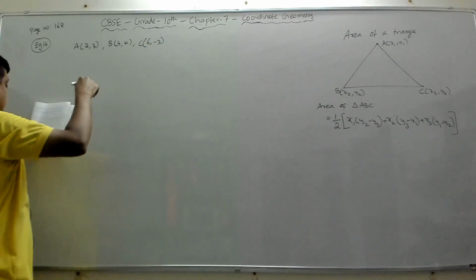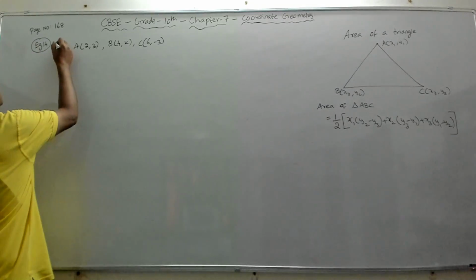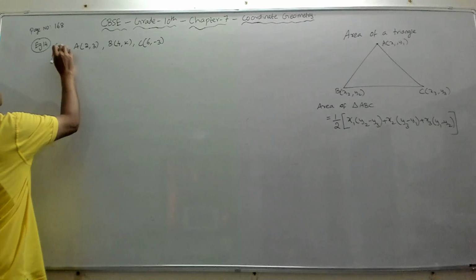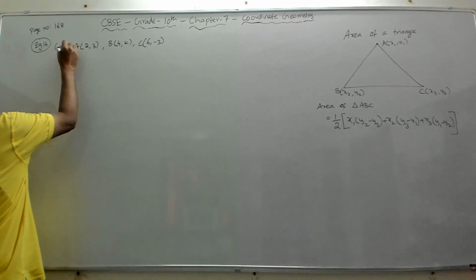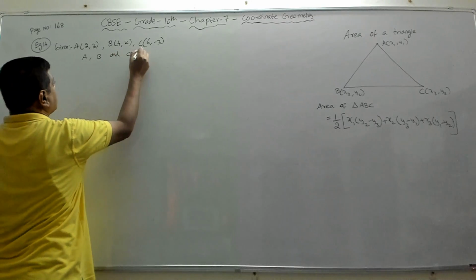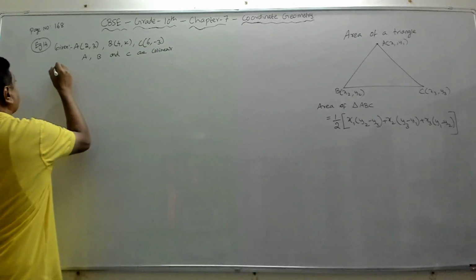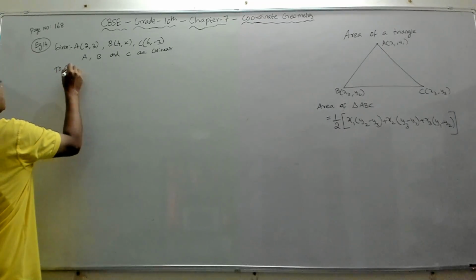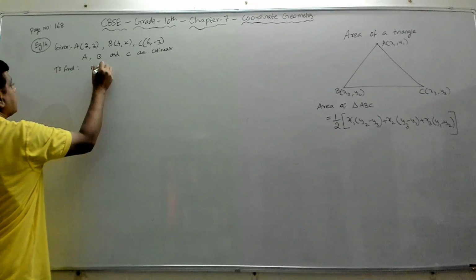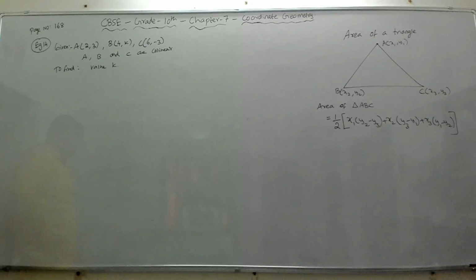Now given that these 3 points are collinear, that is given. We have to find the value of k. So this is given. And also they said A, B and C are collinear. And what we should find? To find this value of k. What is the value of k? This k, so that these 3 points are collinear.